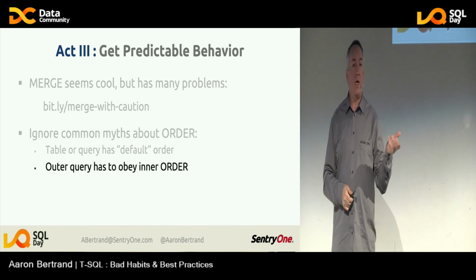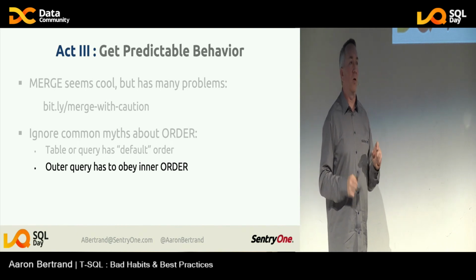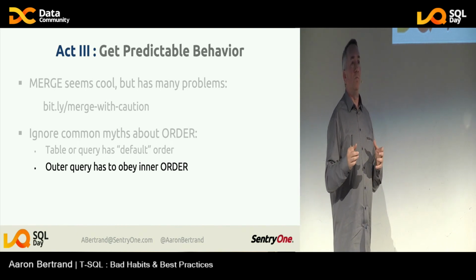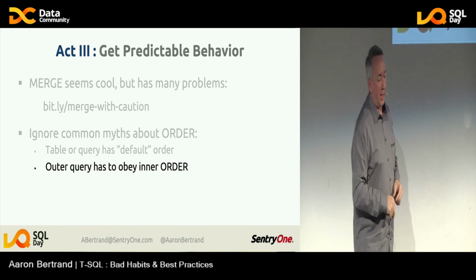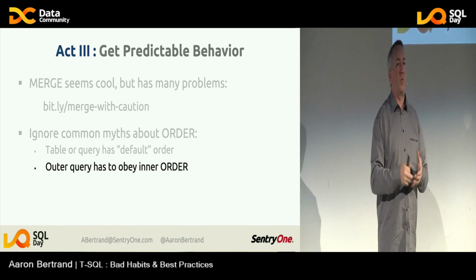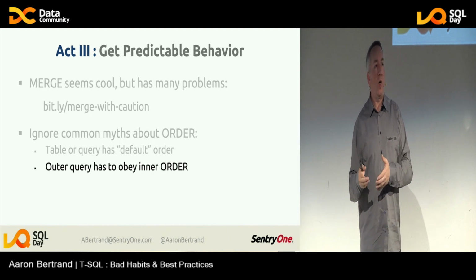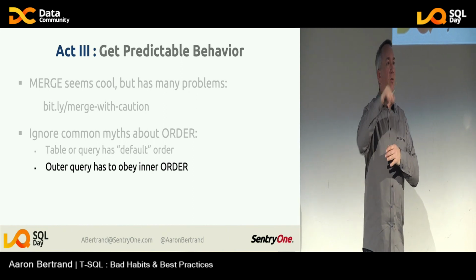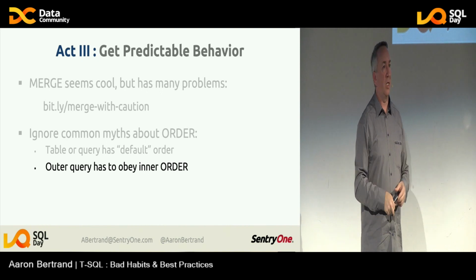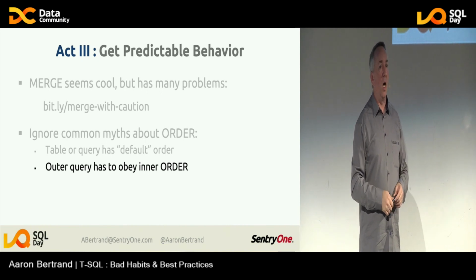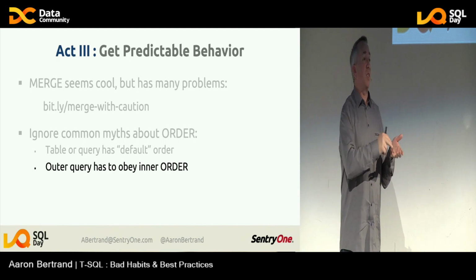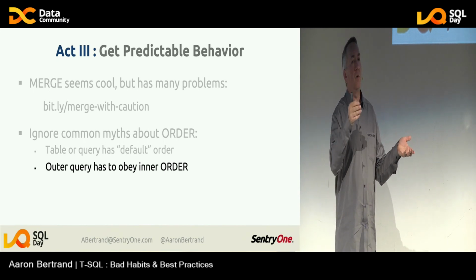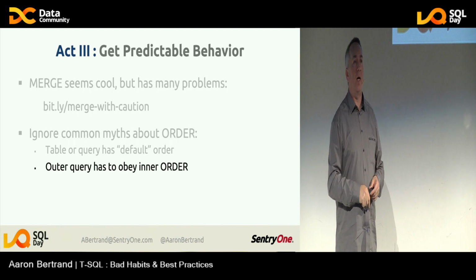The outer query does not have to obey an inner order. So you have a CTE, or you're calling a view, or you have different ways that you can nest statements, right? You can have a subquery. And people think that if you specify order by anywhere, that order by will traverse all the way out to the outer query and will return your results in that same order. Same thing with group by. People think that if you say group by something something, now I don't have to specify order by because it's obviously going to come back in the same order as my group by columns. That is also not true.